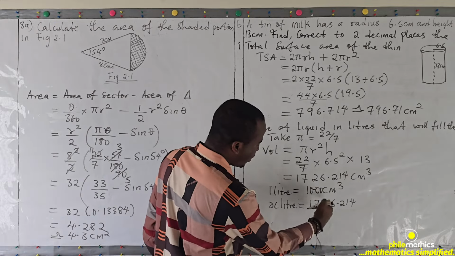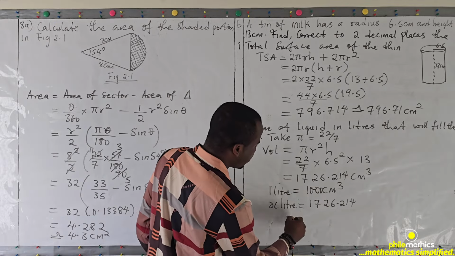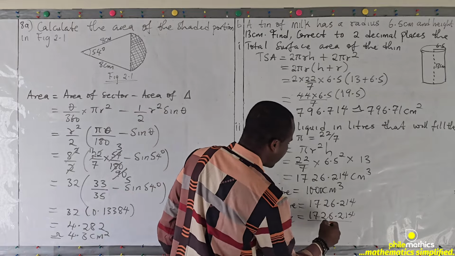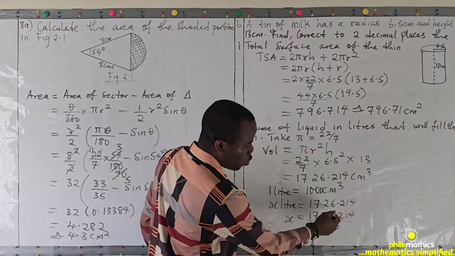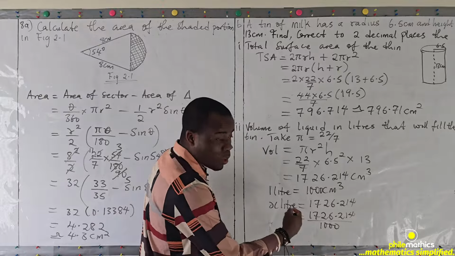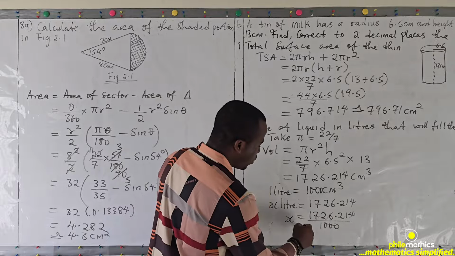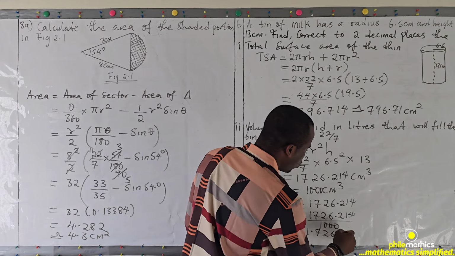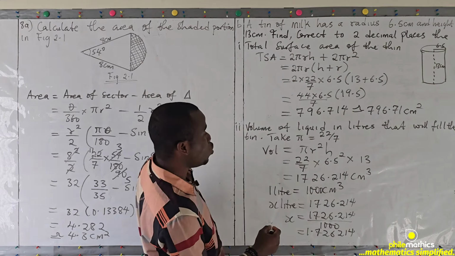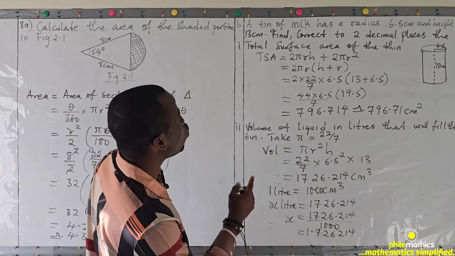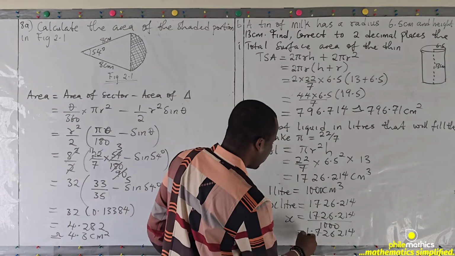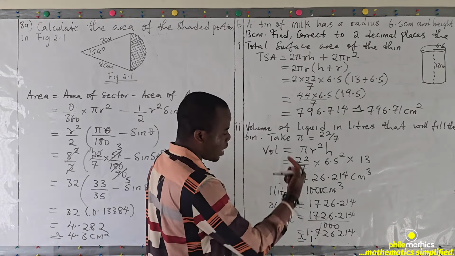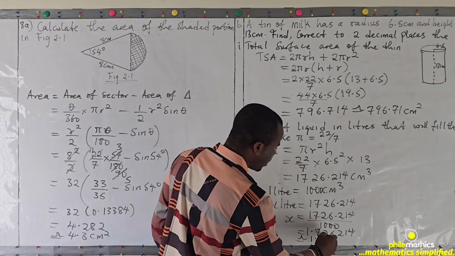So if you cross multiply, we'll have x to be 1726.214 divided by 1000. And this is just to move the decimal point 3 places back. So this is 1, 2, 3. So this is 1.726214. And to 2 decimal places is approximately 1.73 liters, since this is up to 6, we round up.